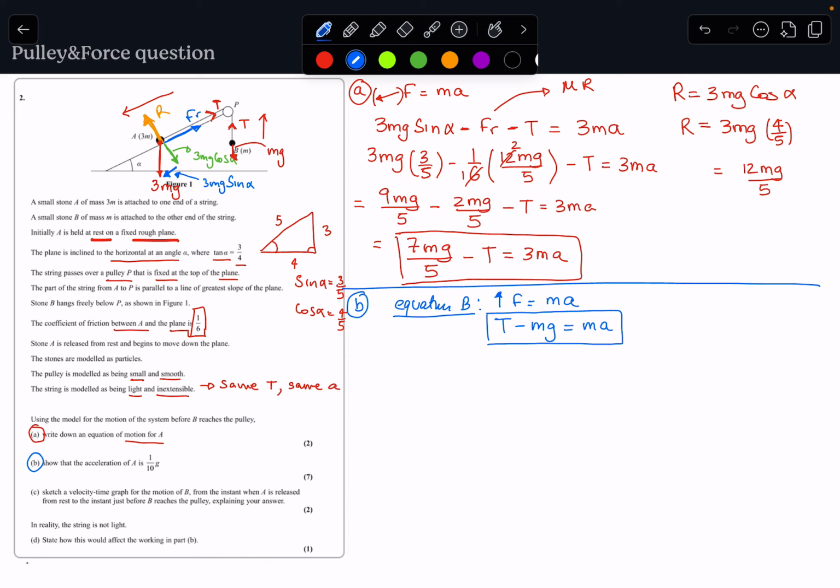So in order to find my tension, I can rearrange this equation and make T the subject. So T becomes equivalent to mg plus ma.